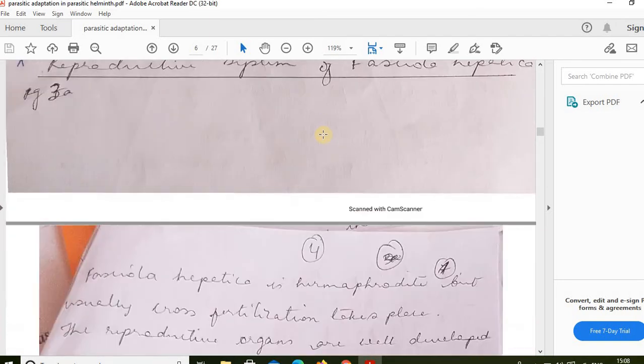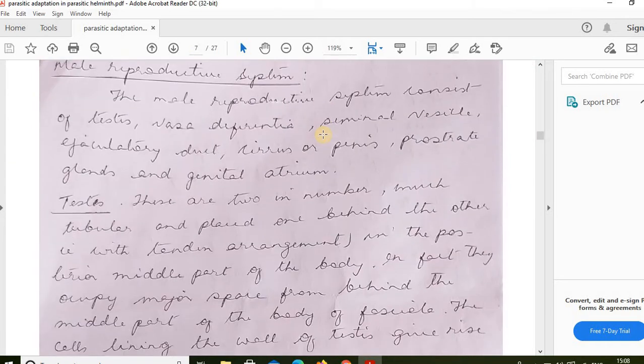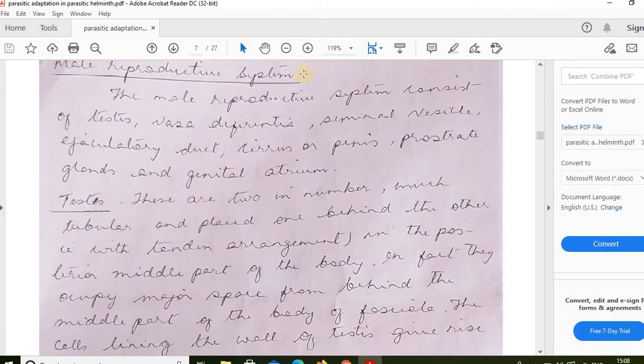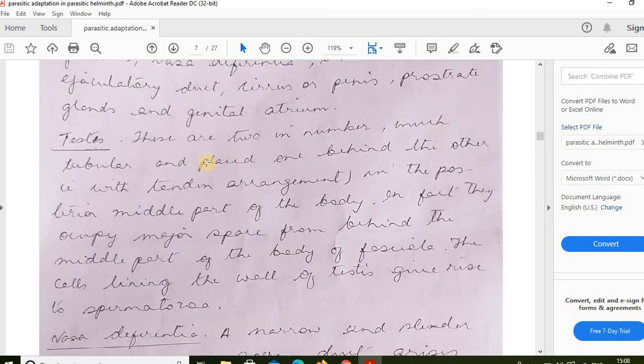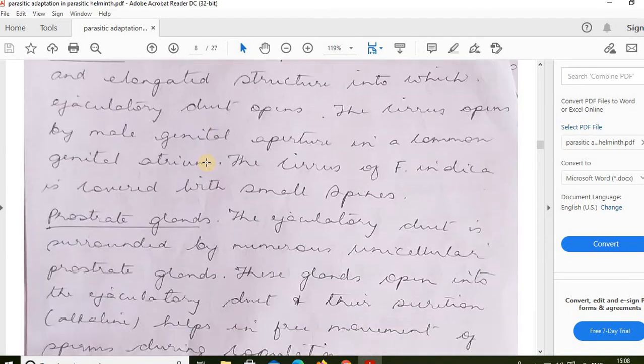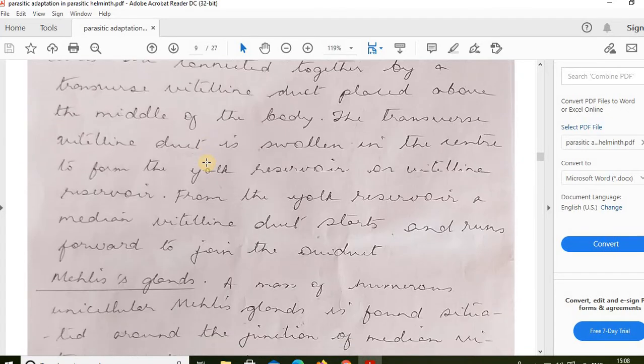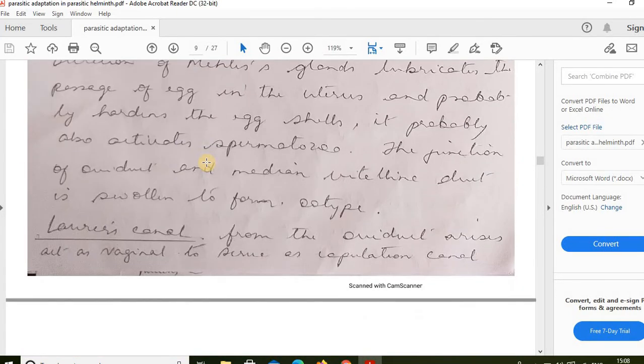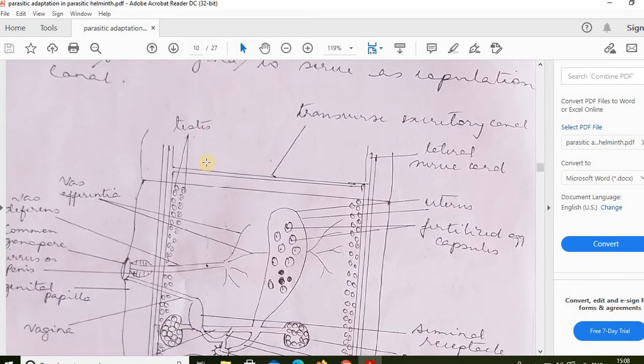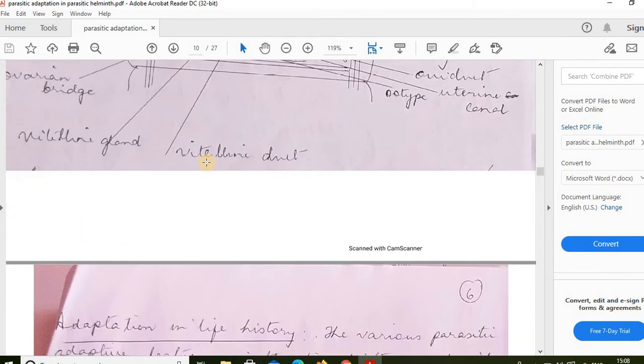So here in Fasciola, I have told you that we have talked about the testis, the serous, the prostate gland, the female reproductive system, the Mehlis gland, the Laurer's canal. Okay.